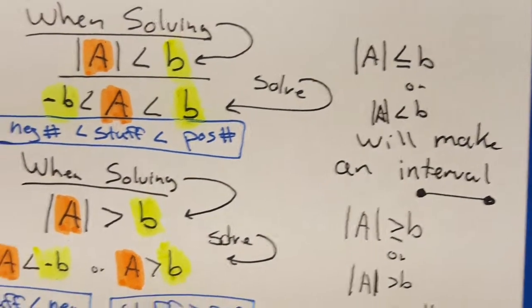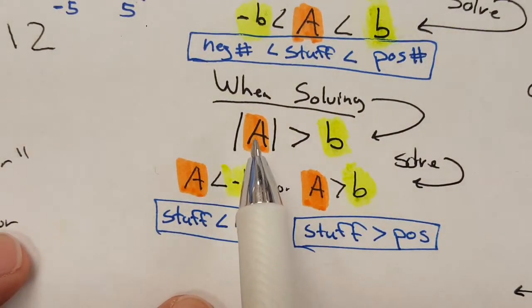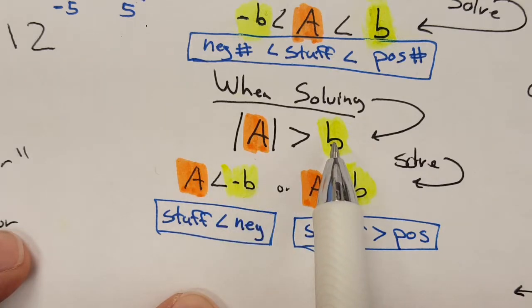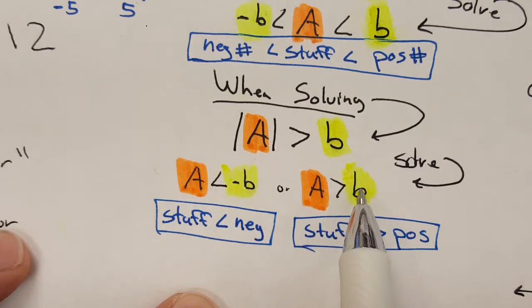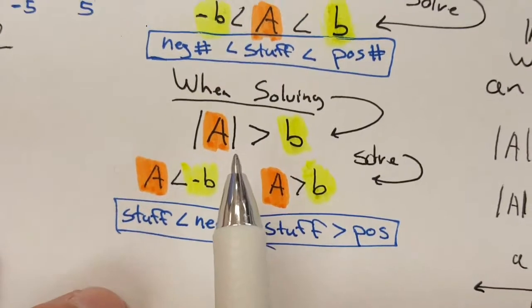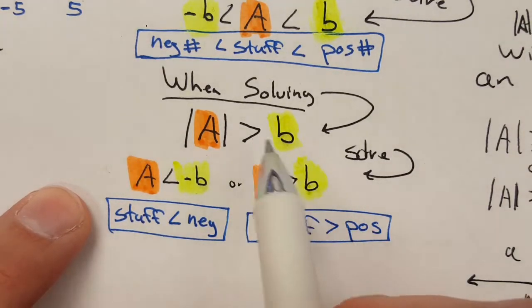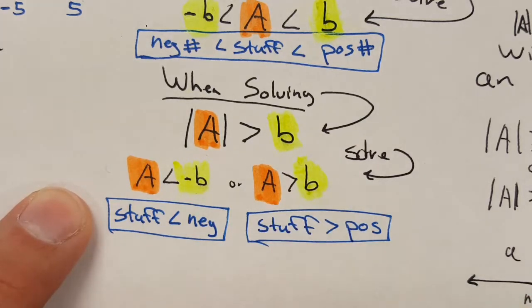The one that's a little bit more complicated is when you're solving a greater than. So when you're solving a greater than, here's what you got to do. You take the stuff in the middle. It has to be less than the negative version of this one, or it's got to be bigger than the positive. Because what's going on here is it's almost a reverse interval. I call it a split interval, right? It's going to make a split. You got to be bigger than a number. That means you got to go find the greater than numbers or the less than numbers.